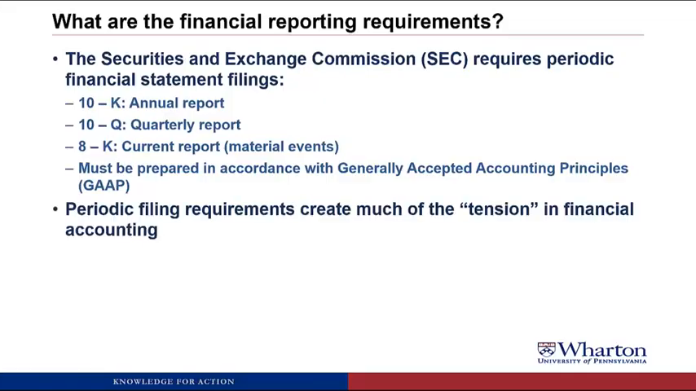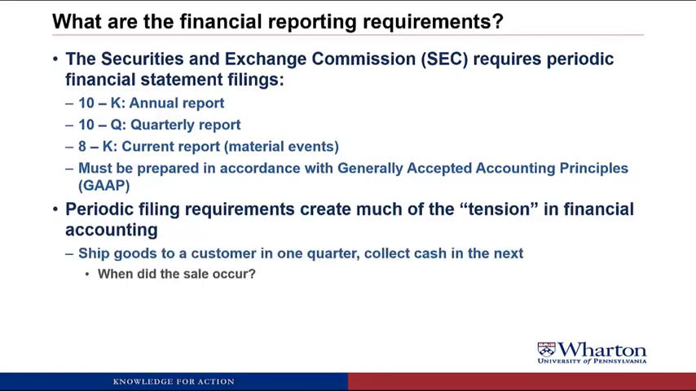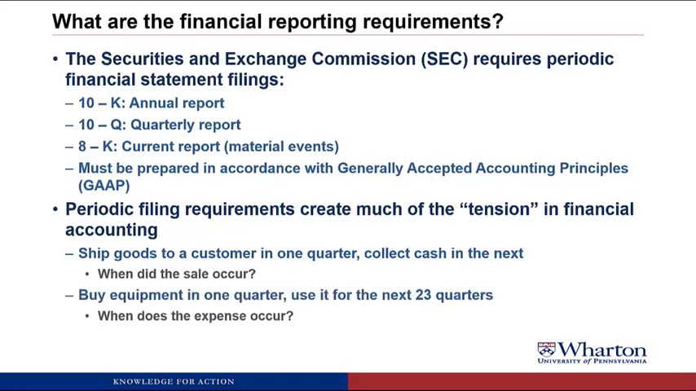These periodic filing requirements create much of the tension in financial accounting. For example, let's say we ship goods to a customer in one quarter, but we collect cash in the next quarter. When did the sale occur? Was it when we shipped the goods or collected the cash? Let's say we buy some equipment in one quarter and then use it to manufacture goods over the next 23 quarters. When does the expense occur? When we pay cash to buy the equipment, or as we use it over the next 23 quarters? A lot of what we're going to do in this course is try to figure out what quarter to put various business activities into when we put together the financial statements.